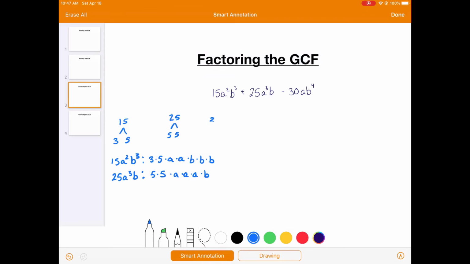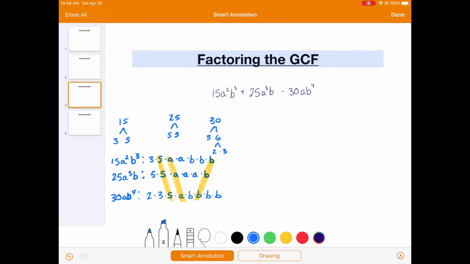And then 30 is a product of 5 times 6, and 6 is a product of 2 times 3. So we have all of our prime numbers, and 30ab to the 4th is going to be 2 times 3 times 5 times a times 4 b's. And then we need to look at what they have in common. So all of those have a 5 in them. They all have at least one a and at least one b. So our greatest common factor is going to be 5 times a times b.